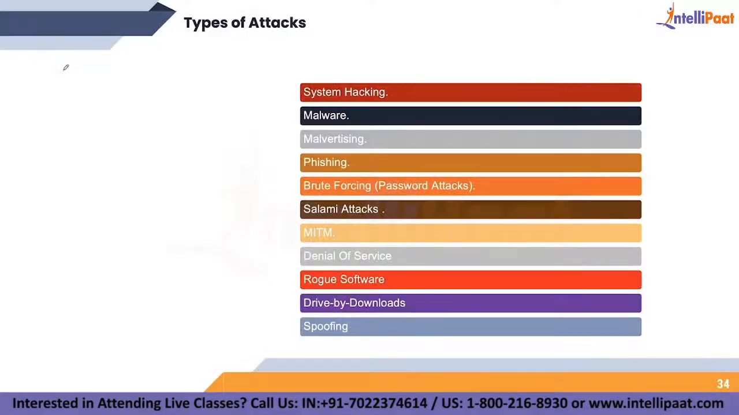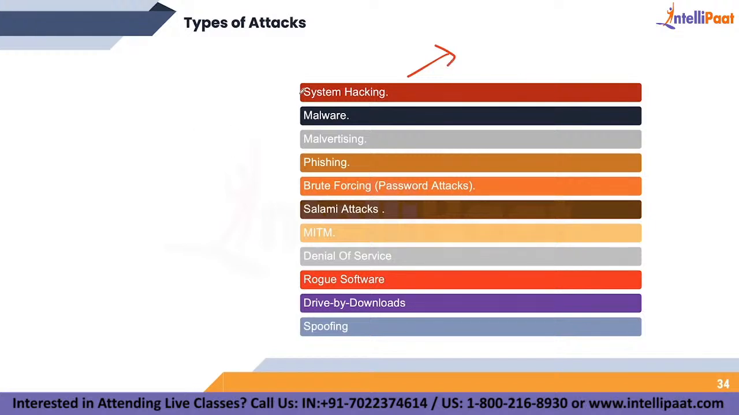So it remains the same, but more or less the methodologies would be different and the attack names would be different, but the attacking approach would remain the same. The types of attacks that we see are system hacking, malware and malvertising, phishing attack, brute forcing attack, salami attack, MITM attack, denial of service attack, rogue software driven by download, and spoofing attack. Got this. System hacking is taking control over any of the systems, so attacking a mobile phone, attacking a laptop, and trying to take control.